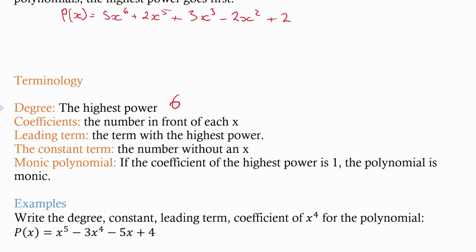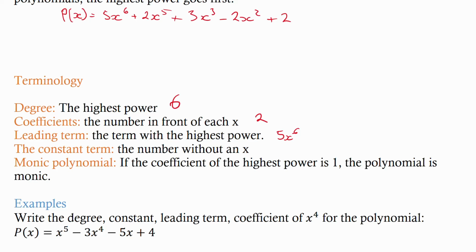Now, the coefficients are the numbers in front of each x. So if I said, tell me the coefficient of x to the power of 5, you'd be looking at the number out the front of the x to the power of 5, which is 2. So that has a coefficient of 2. Now, the leading term is always the term with the highest power that's coming out the front. And in this case, the leading term would be 5x to the power of 6.